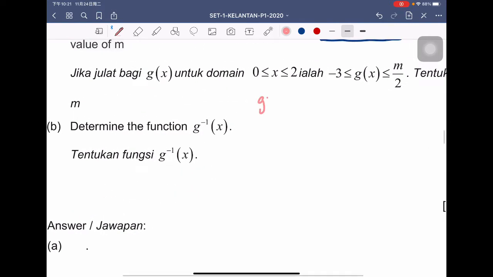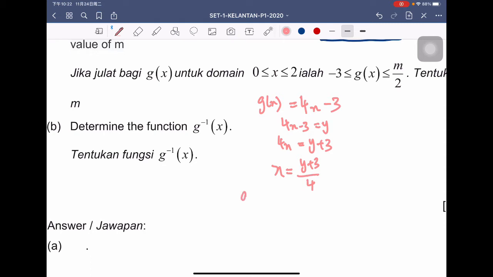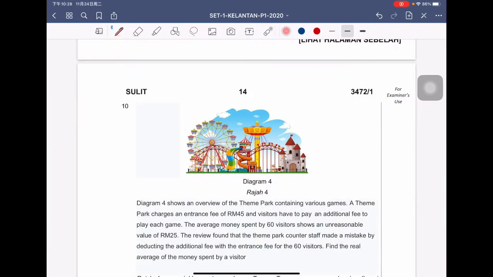So since g(x) equals 4x minus 3, in order to find the inverse, we have to make 4x minus 3 equal to y. And then we make x the subject. 4x equals y plus 3, and x equals y plus 3 over 4. So the inverse function of g(x) is equal to x plus 3 over 4. So now let us look at the next question.